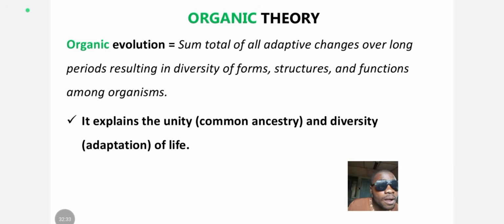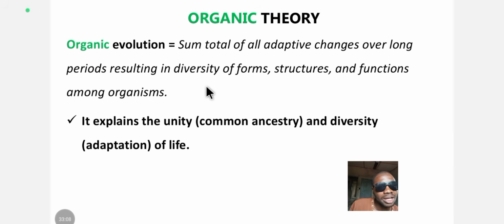Every other change will occur, both for the functionality, the structures, and the forms, and will create that diversity, that difference. That's the organic evolution theory. This theory explains the unity, which is common ancestry, and the diversity, which is adaptation of life. So the unity is how the ancestry used to be, and the diversity is the one gotten from evolution.